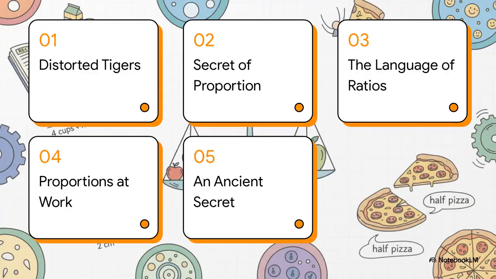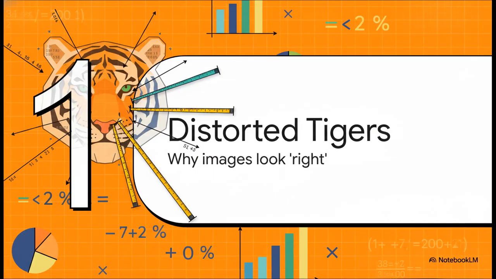All right, so here's how we're going to figure this out. We'll start with our tiger mystery. Then we'll uncover the secret of what's called proportion. After that, we'll learn the language of ratios, see how to use this stuff in the real world, and we'll even dig up an ancient math secret. It's going to be fun. Okay, first up, the case of the distorted tigers. Let's dive into why some images just look right and others, well, don't.